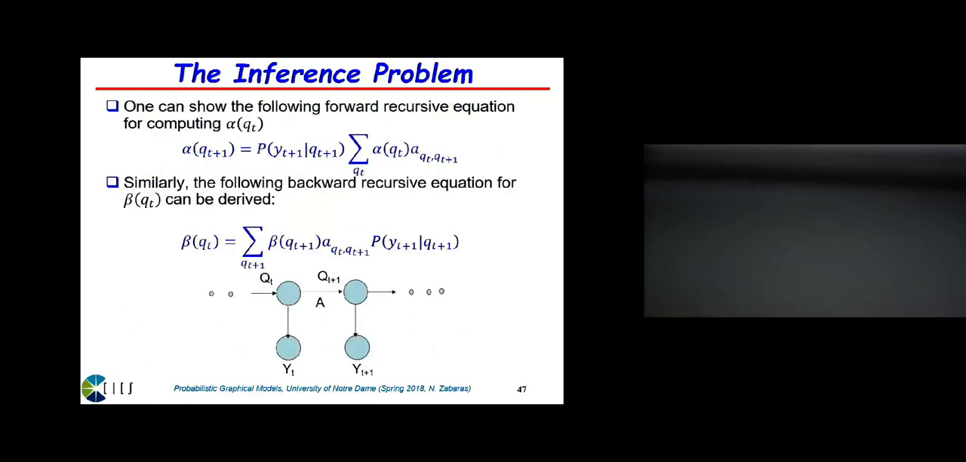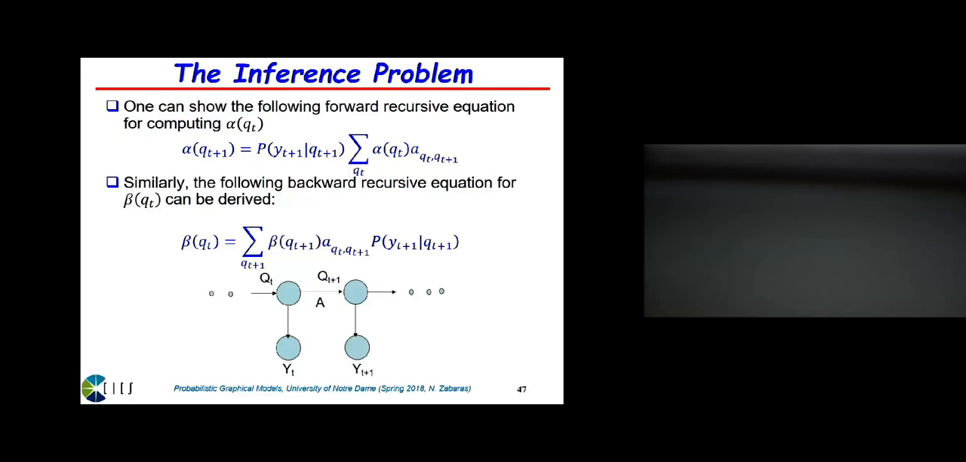So let me just tell you, you can show, and again, we will do this derivation, that these messages that I have to calculate the smoothing probability can be calculated recursively, and I have the recursive equation for the alpha message and the recursive equation for the beta message. Notice that the updating of the alpha message is a forward update. So you use the message alpha QT and the observation model and the dynamics to update, so there is a marginalization in QT here.